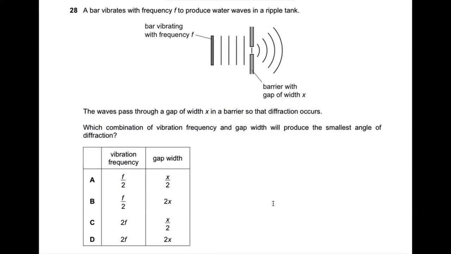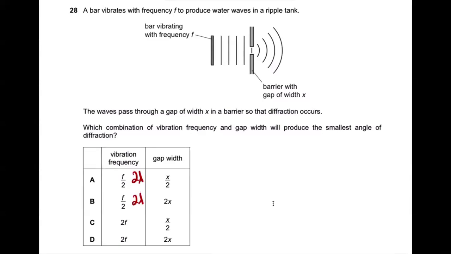Least diffraction means that you need to have the most difference between the wavelength and the gap width. So if you halve the gap width and halve the frequency, this would double the wavelength, right? So twice the wavelength and half the gap width does increase the distance between the two. Now B: halving the frequency means doubling the wavelength, and doubling the gap width. So this doesn't have as much of an impact because both of these are increasing.